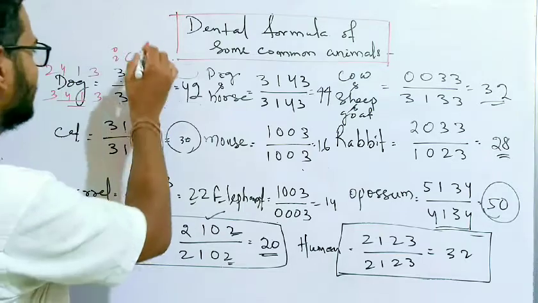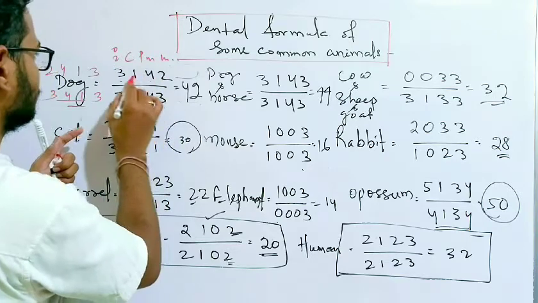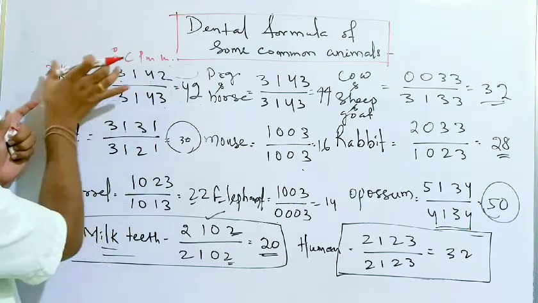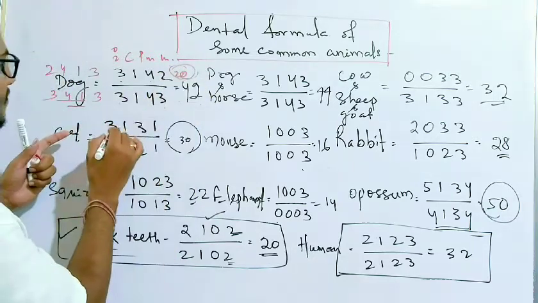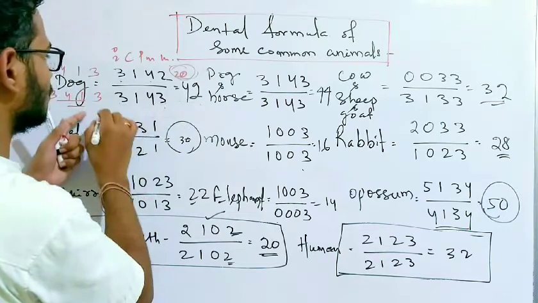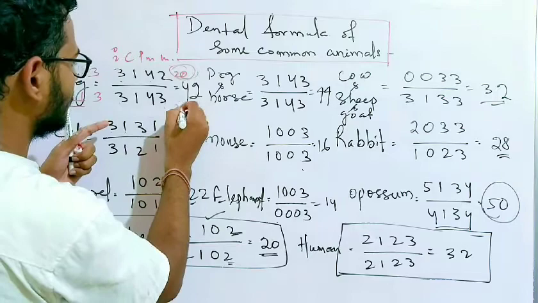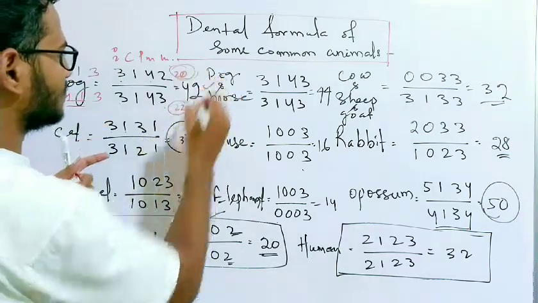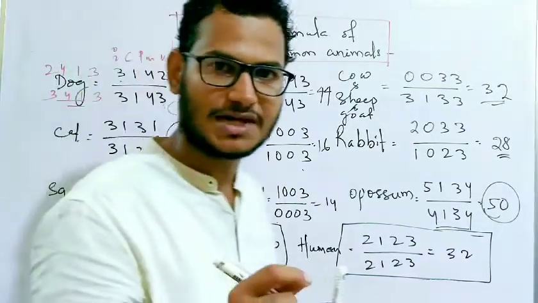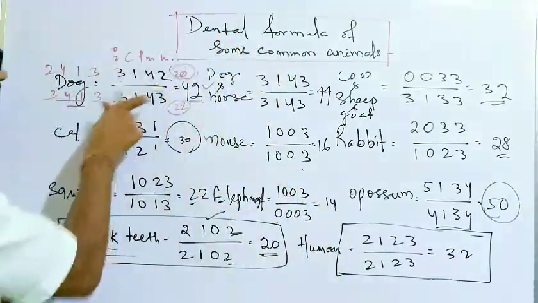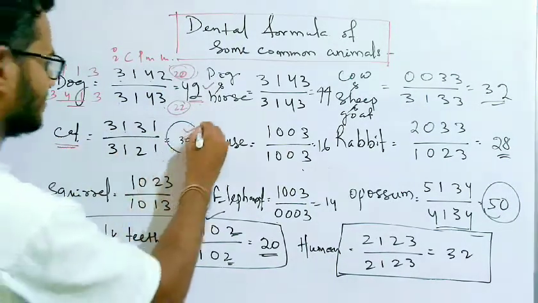Means the total number in case of dog is 3 plus 1 plus 4 plus 2, that is 10. 10 into 2, that is 20 in the upper jaw. And in the lower jaw it is 3 plus 1 plus 4 plus 3, that is 11, into 2, that is 22. So 20 plus 22, that is 42. Likewise we can calculate the total number of teeth present in a particular animal from the dental formula. The dental formula in case of cat is 3131 by 3121, that is 30.